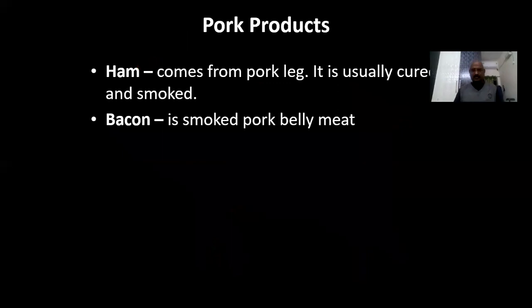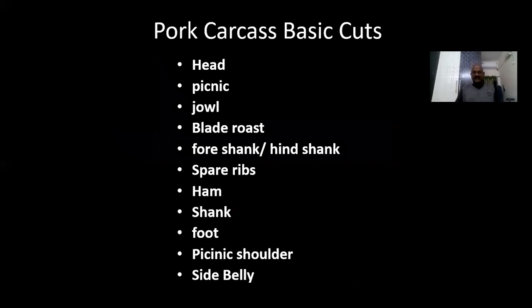Ham comes from the pork leg, which is usually served at breakfast, cured and smoked. Mostly smoking is the method of cooking. Bacon is a smoked pork belly part. Bacon is always taken from the belly part of the pork. Pork carcass basic cuts: head, picnic, jaw, blade roast, foreshank, hind shank, spare ribs, ham, shank, foot, picnic shoulder, side belly. These are the cuts of pork.